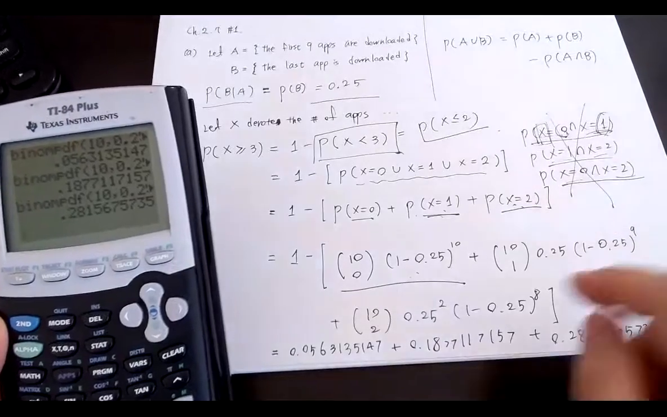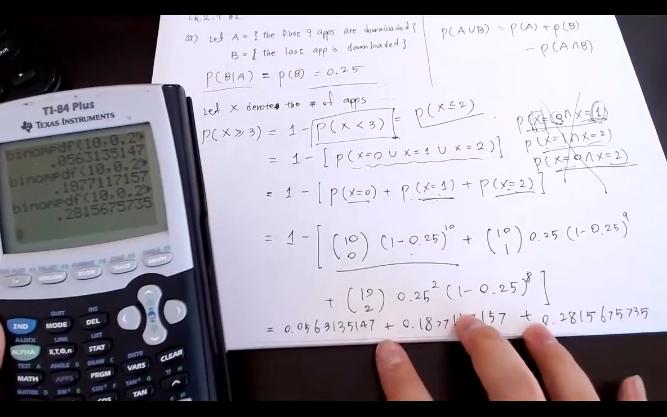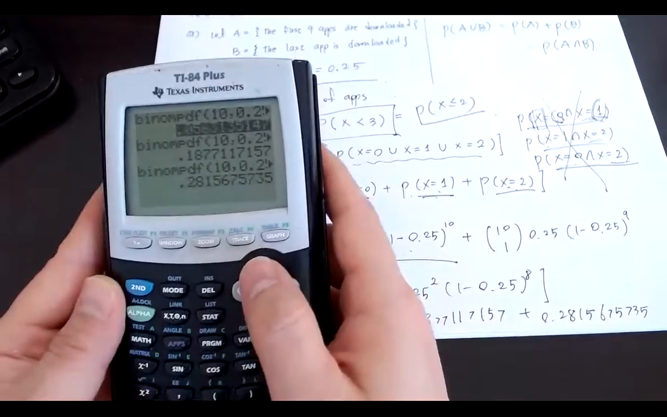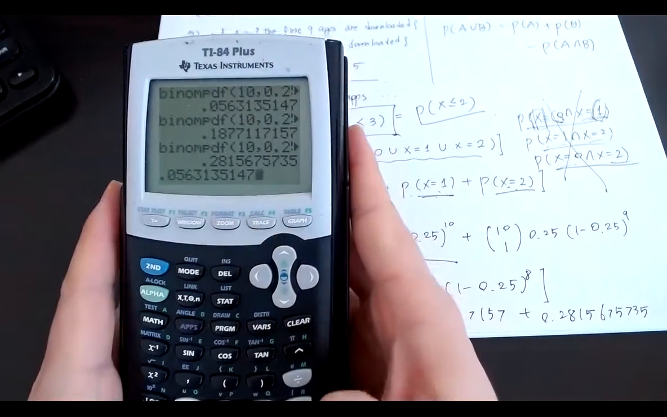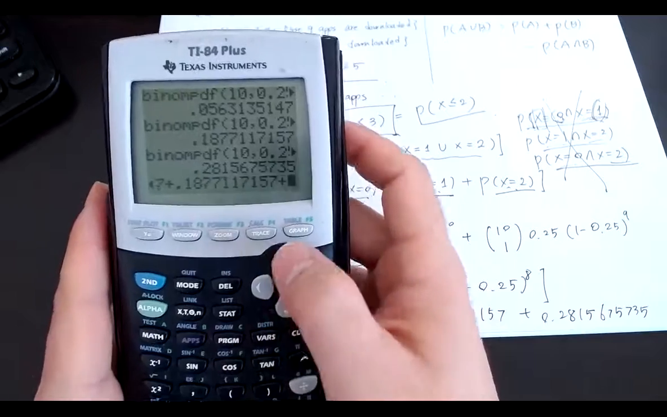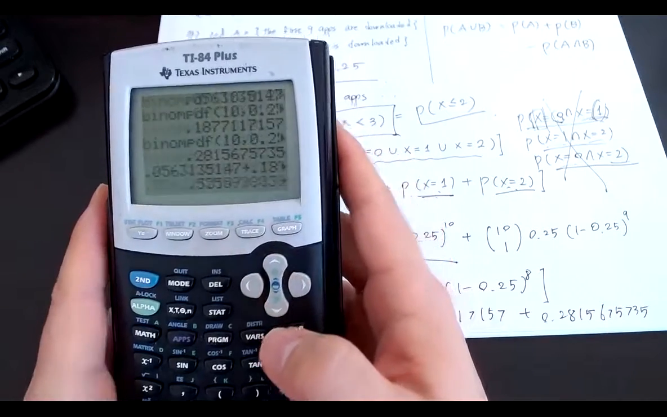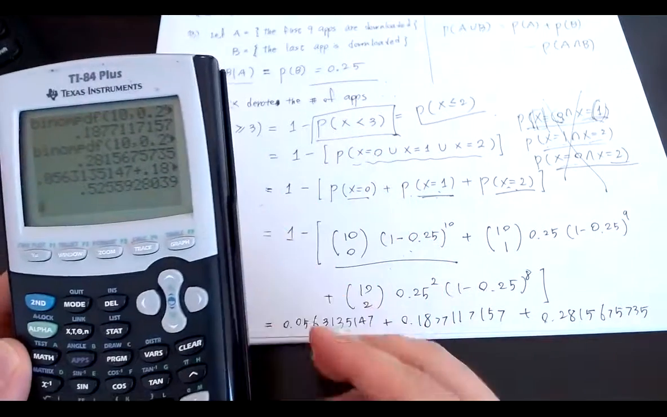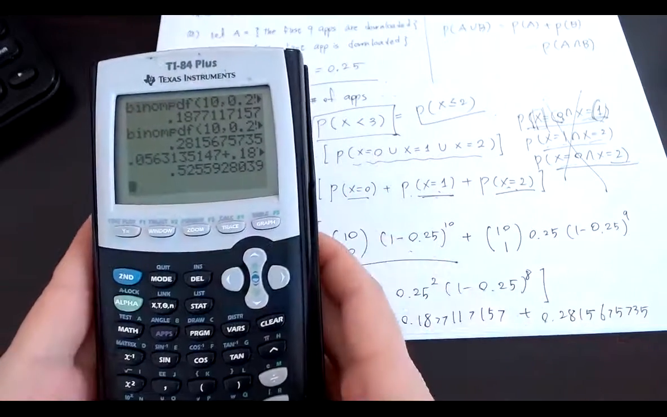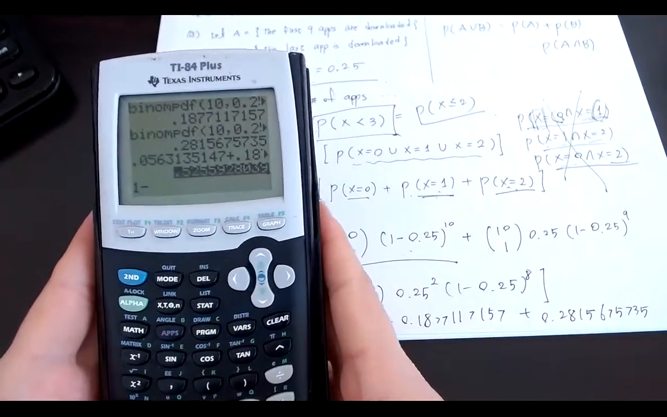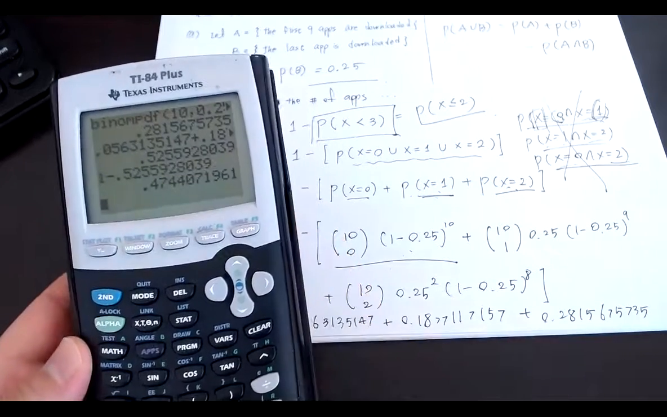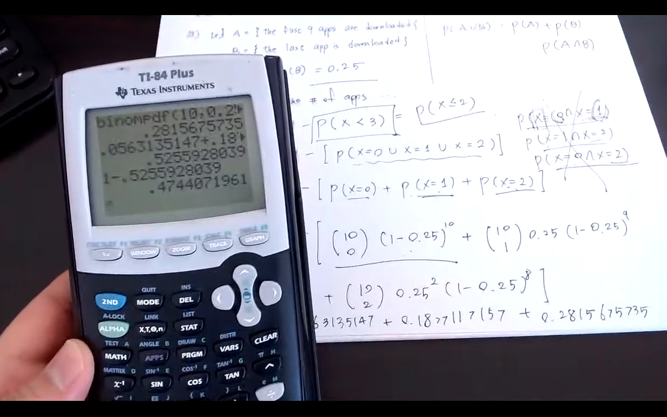Now I'm not going to add these three numbers by hand. I'll just use a calculator. This one plus the second number plus the last number. So we got 0.52599, and then we subtract that number from 1, right? 1 minus that number. So we got 0.4744. Now we round to get 2 decimal places.